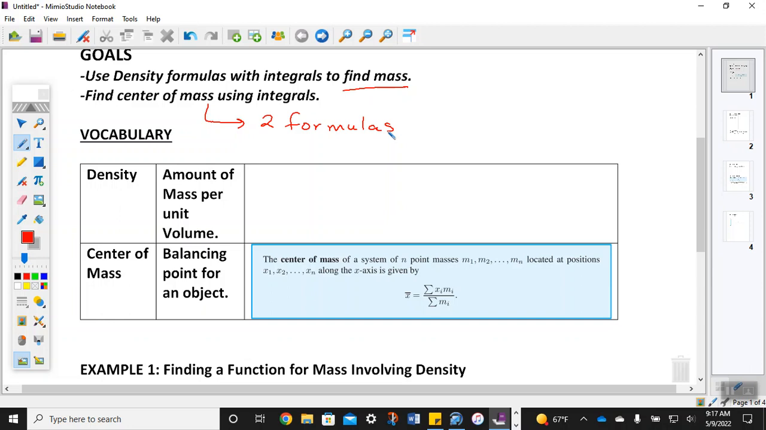You've always known that density is the amount of mass per unit of volume. So you've always said density is equal to mass divided by volume. Now here's the deal. One of the goals for us today is to use density to find mass.